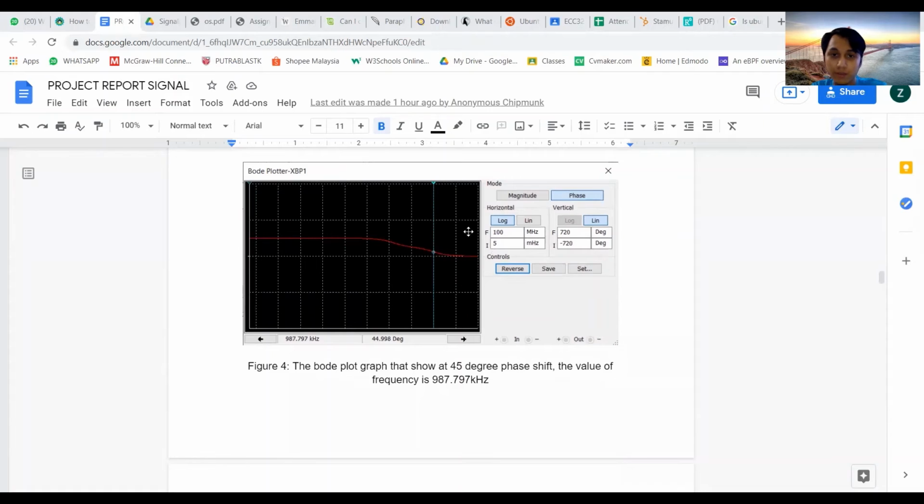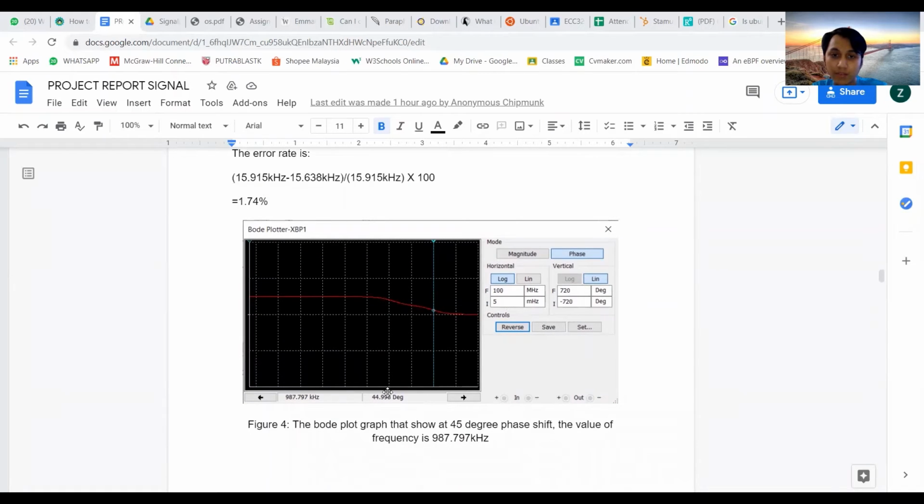For the phase shift, as we can see here, at 45 degrees, we get the frequency of 987.797 kilohertz.